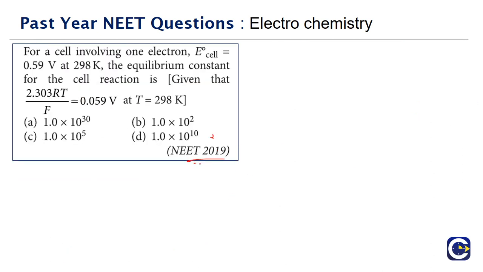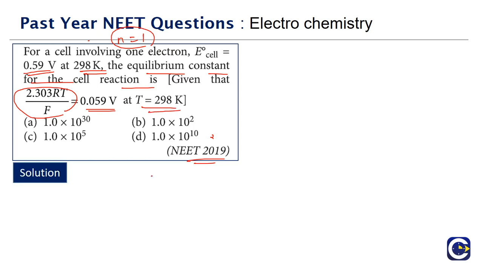This is another question that came in the 2019 paper. Typically we will get about 2 questions from this chapter. For a cell involving 1 electron, meaning the number of electrons exchanged is 1, E0 value is 0.59 volt at 298 Kelvin. The equilibrium constant for the cell reaction is? So we need to find the equilibrium constant for the cell reaction. The extra information given to us is that 2.303 RT by F is 0.059 volt at 298 Kelvin.